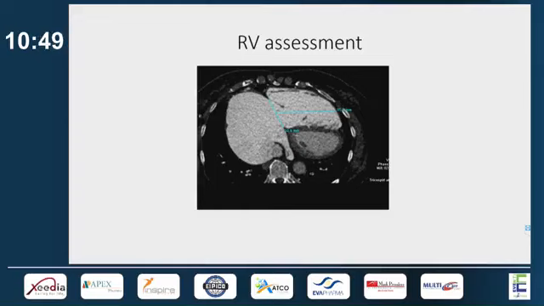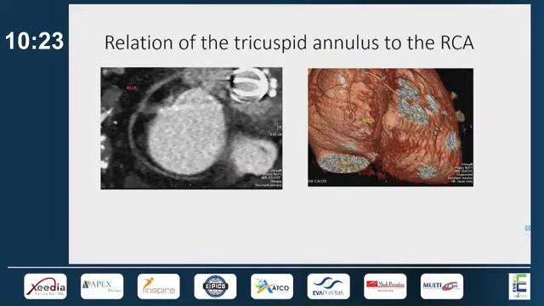Second, we have to assess the tricuspid annulus in the axial view and get the length of the right ventricle for the sake of assessment of a spacer system, a device used for percutaneous intervention to reduce the coaptation gap. This is an axial view, maximal intensity projection image in the CT. And last, we have to know the actual course of the right coronary artery around the tricuspid annulus.